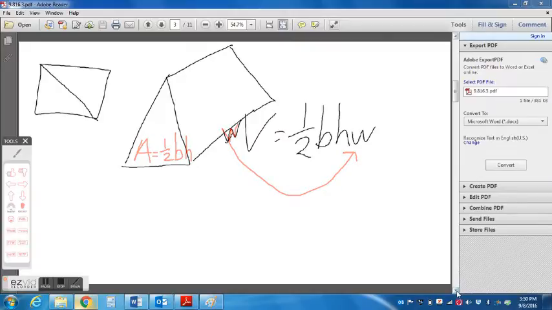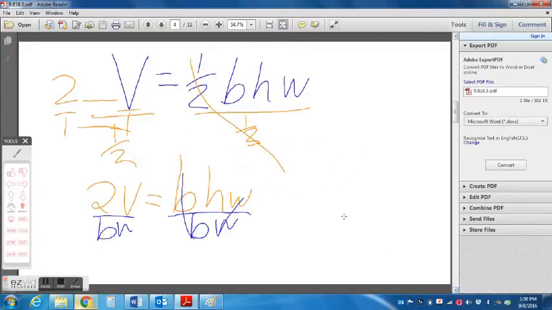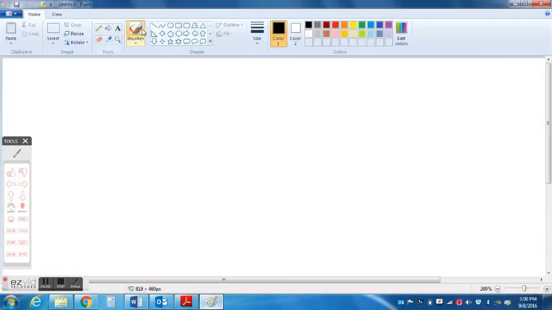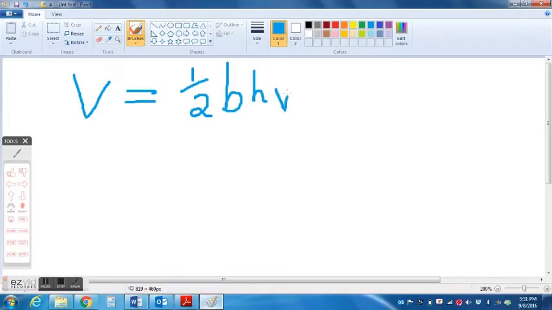Alright, and then here we are going to solve the volume for W. So I'm going to bring it over here, where I've got some more space to write it again. I'm going to rewrite the volume equation: V equals 1/2 BHW. It takes me a little while longer to write on this than it does on the board. The first thing you want to get rid of is generally the number. It's usually the easiest way to go about things.